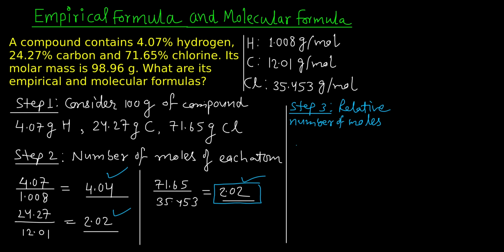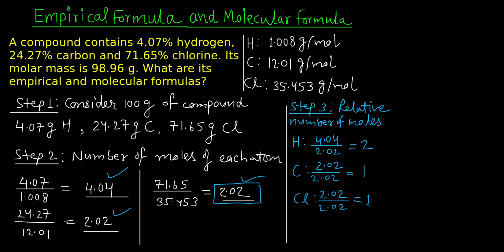So for hydrogen, it will be 4.04 divided by 2.02. This number will be 2. For carbon, it will be 2.02 divided by 2.02. This will be 1. And for chlorine also, it will be 2.02 divided by 2.02. This will be 1. So we have 2 atoms of hydrogen, 1 atom of carbon and 1 atom of chlorine.